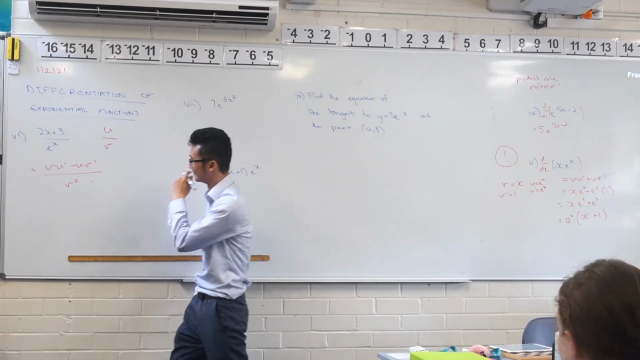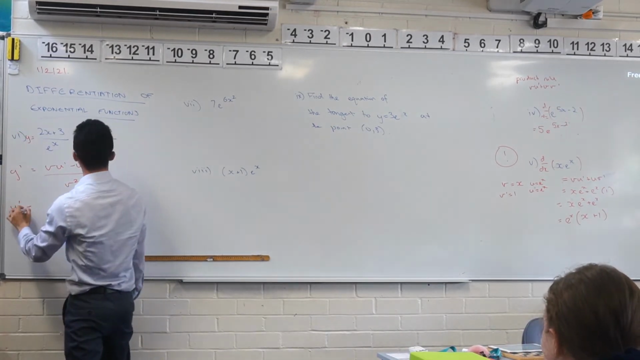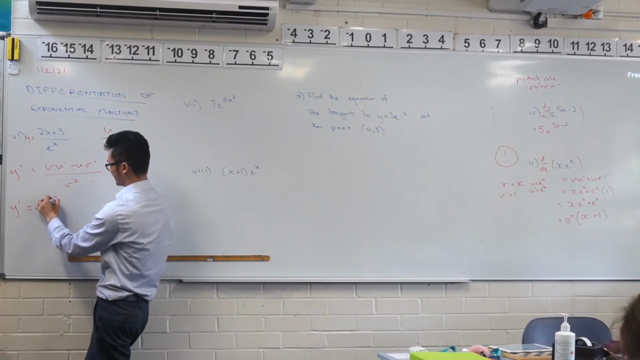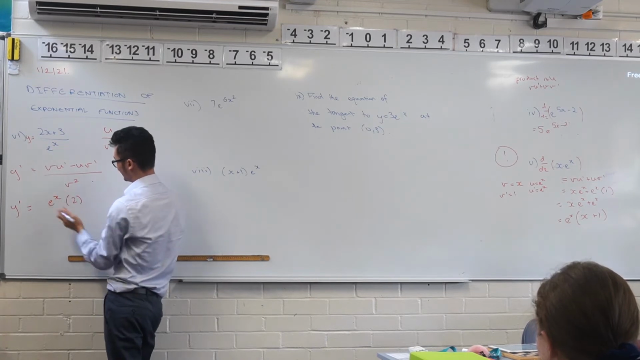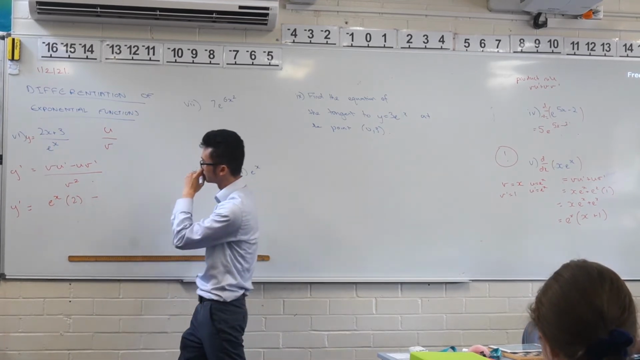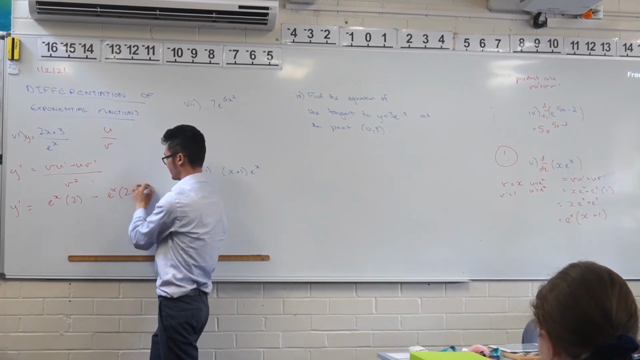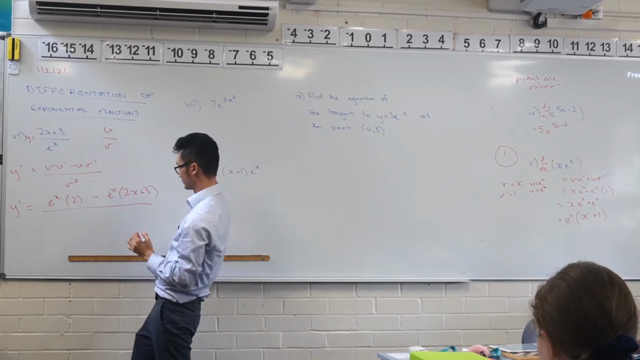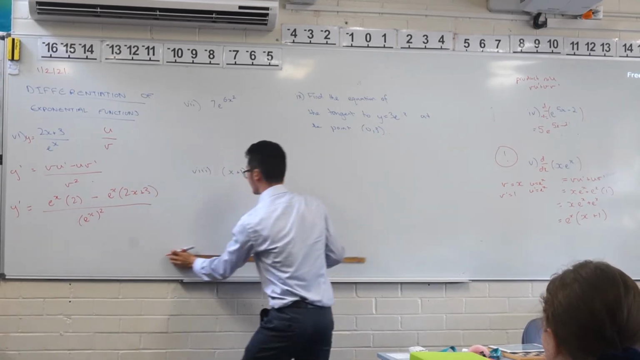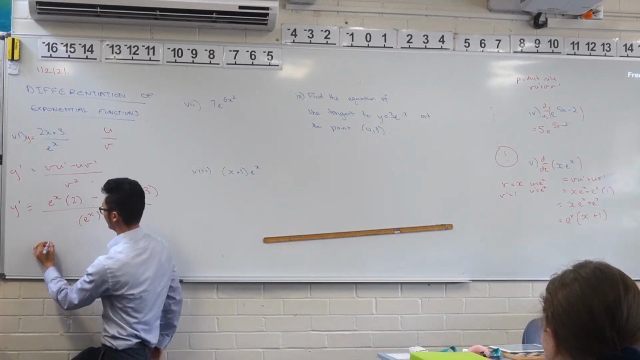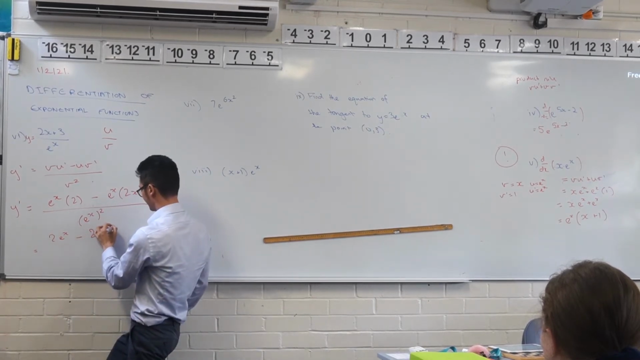y dash equals e to the x, so let's say that's y equals e to the x, and then times by 2, and then minus e to the x times by 2x plus 3, over e to the x squared. Cool. So like this. Yep. And then I expand that out, so it's 2e to the x minus 2x e to the x plus 3e to the x.